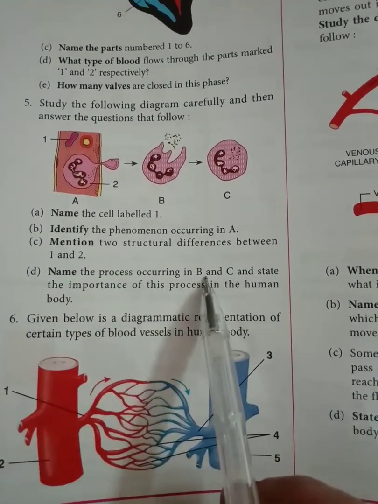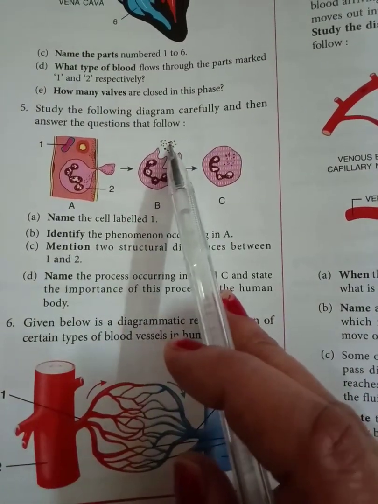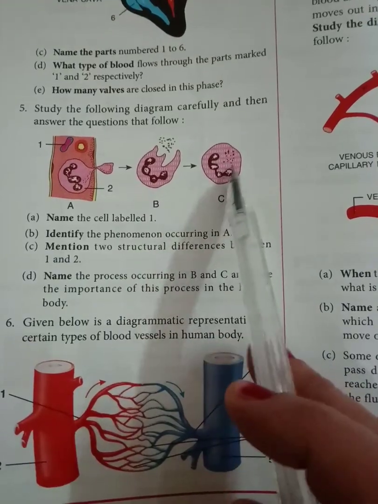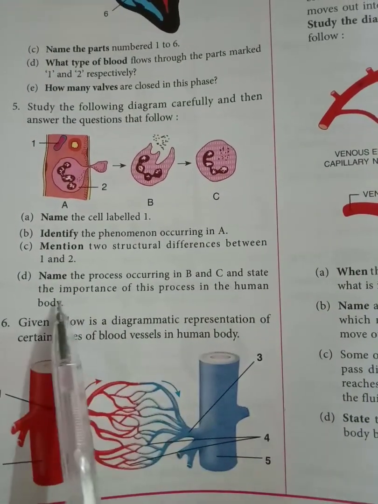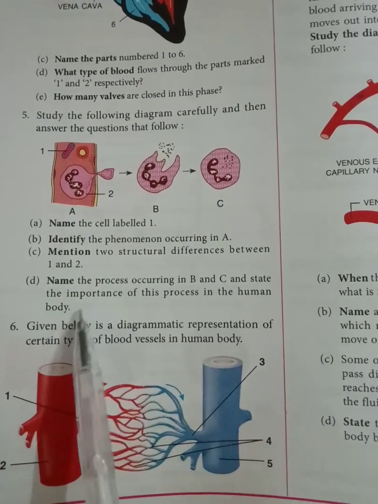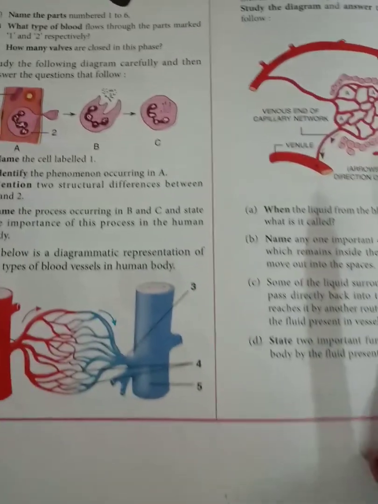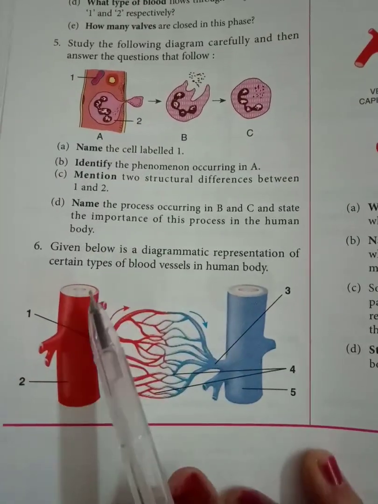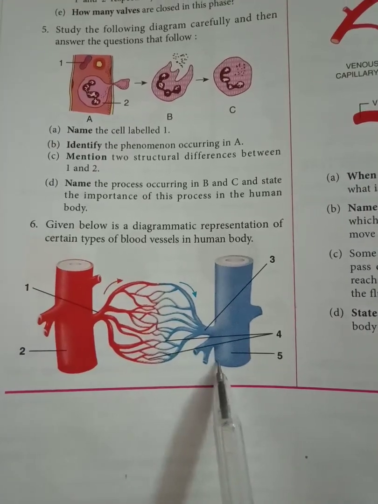Name the process occurring in B and C. In B, we have phagocytosis. The germs or foreign substances are engulfed by this WBC. State the importance of this process in the human body. It prevents diseases because germs and foreign substances are engulfed. So it is protection, immunity basically.